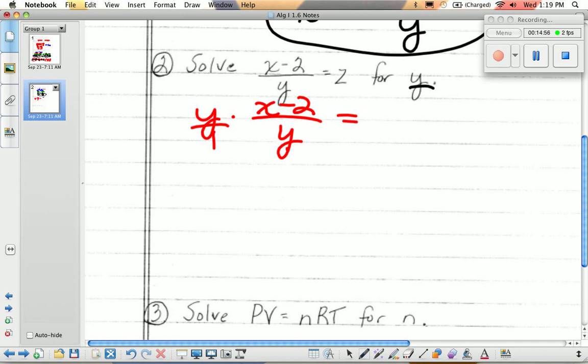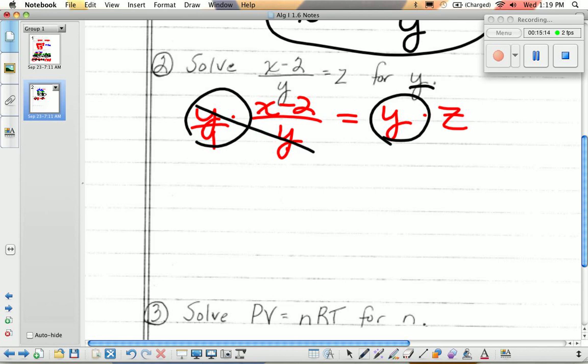And I'm going to put it over 1 on that side because it's a fraction over there. So I took both sides now and multiplied by y, right? That's what changed. Well, over here, the y's cancel. And we have x take away 2 left. And what do we have on the other side? yz, right? What do you think we should do next?